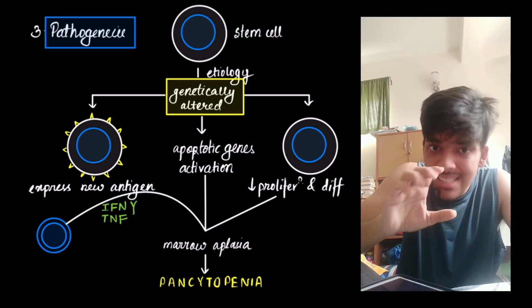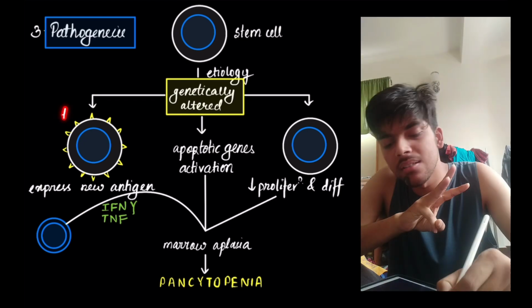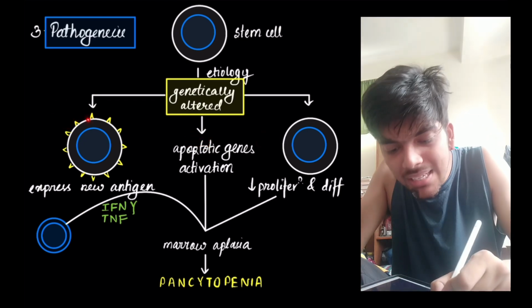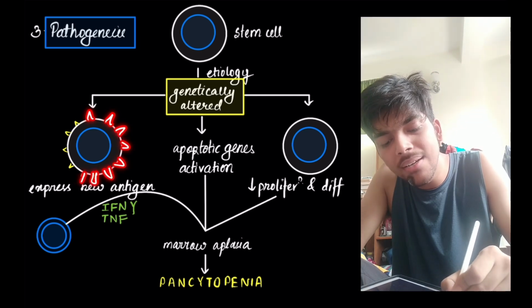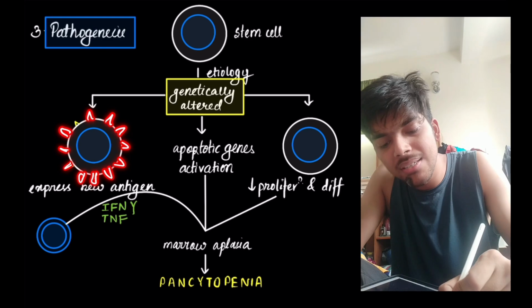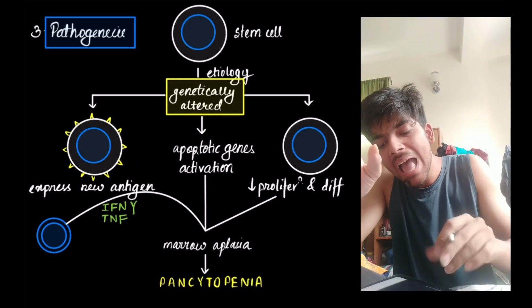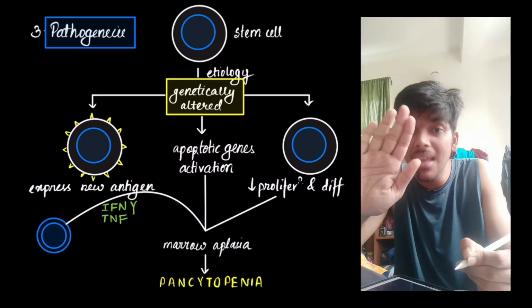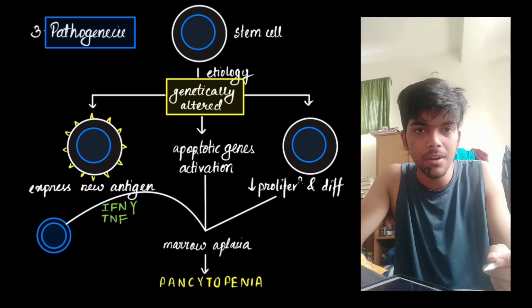Once the stem cell is genetically modified, three different types of modifications are seen. 1, 2, 3. Number 1, stem cell expresses new antigens on its surface. These are new antigens expressed by stem cell on its surface due to genetic modification. Number 2, the apoptotic genes of the stem cell get activated. And number 3, there is decreased proliferation and differentiation.